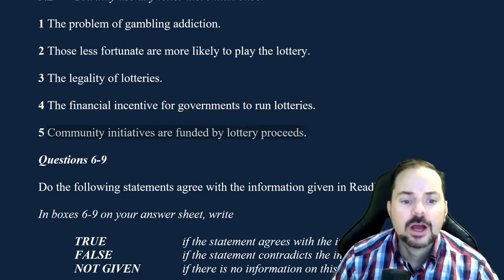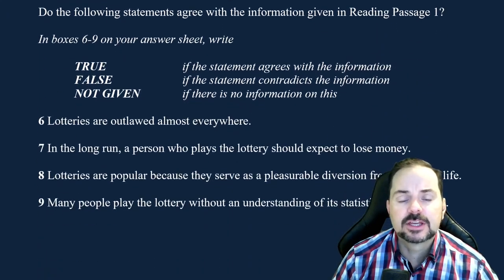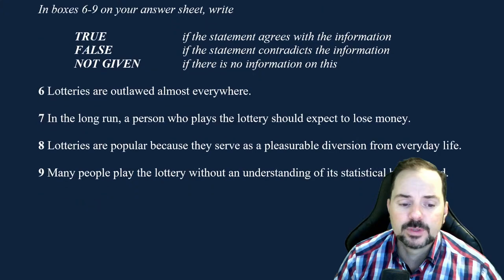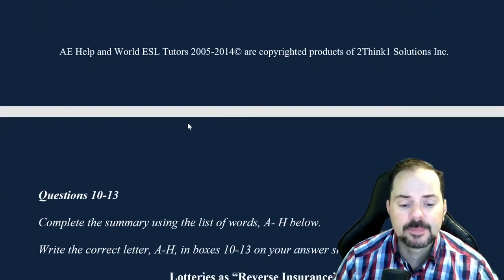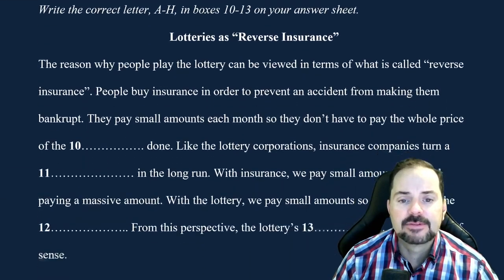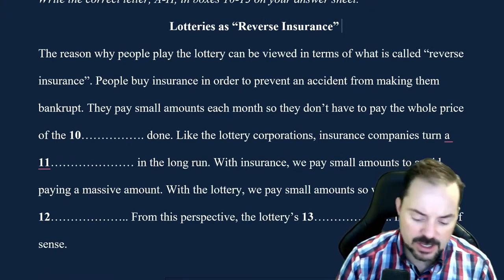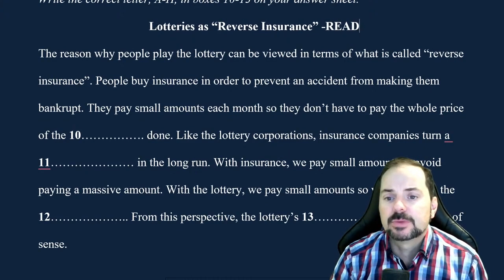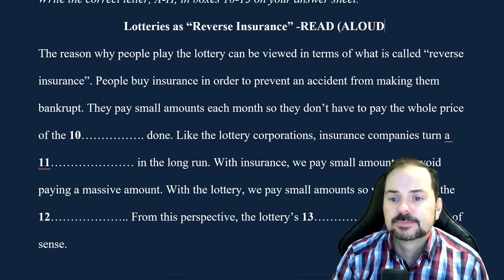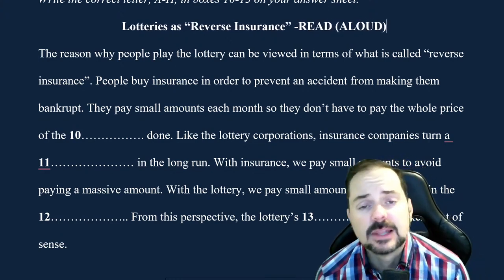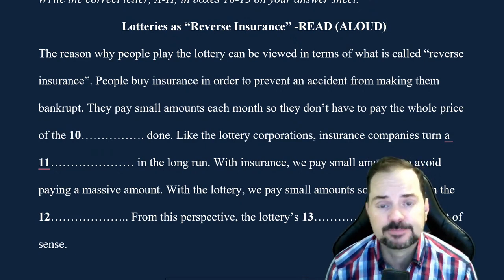All right. And then we've got some true, false, not given. Those we skip. We don't know if they're given or not. And then we have a paragraph here. Students, read with me. So make sure that you're reading and read aloud. Okay. You should practice aloud reading where you can hear your voice.